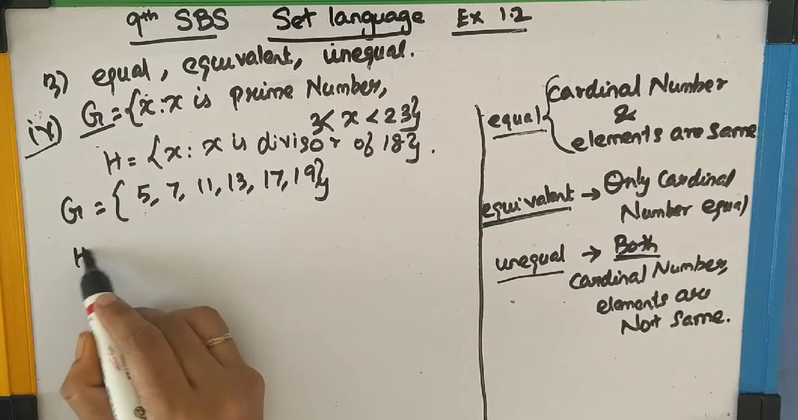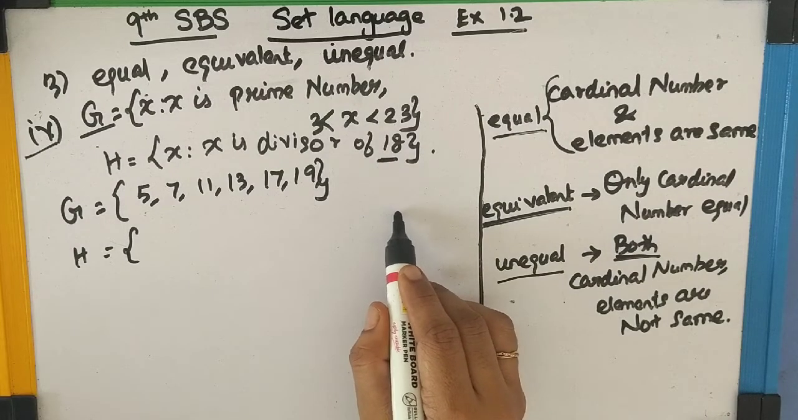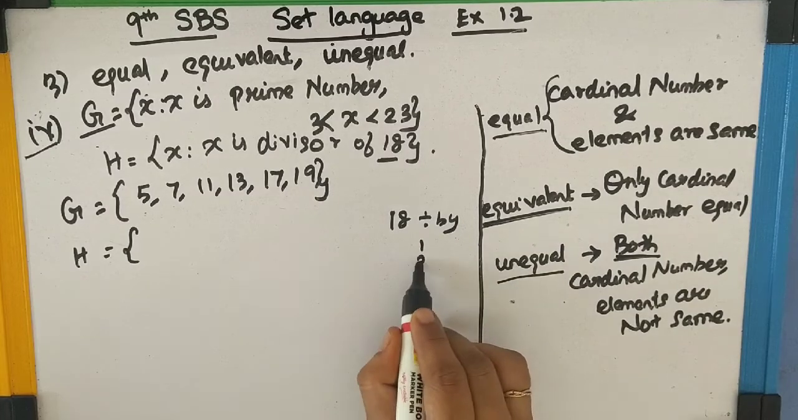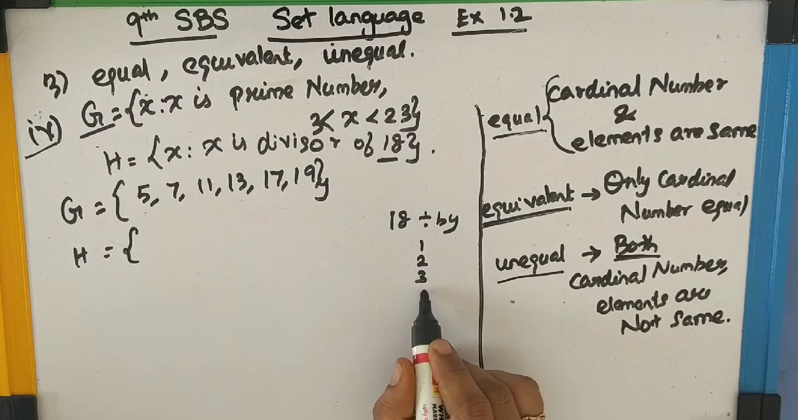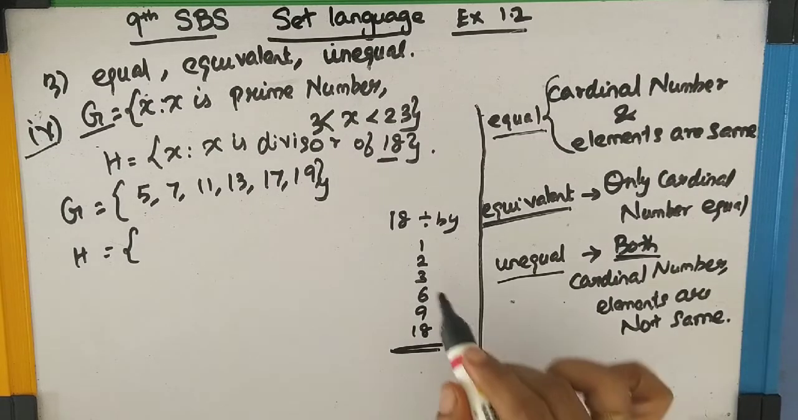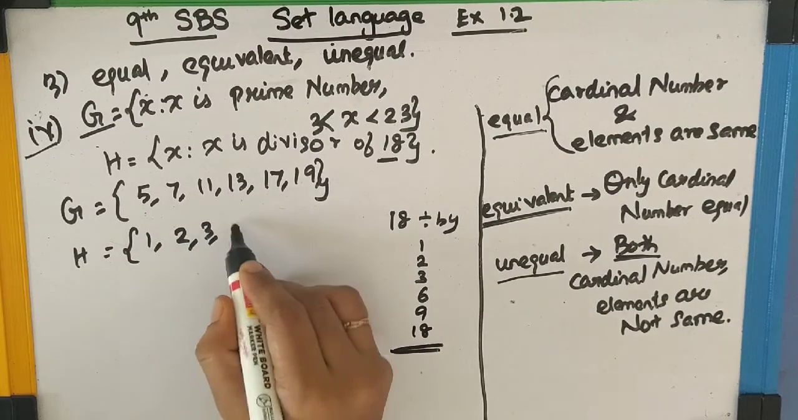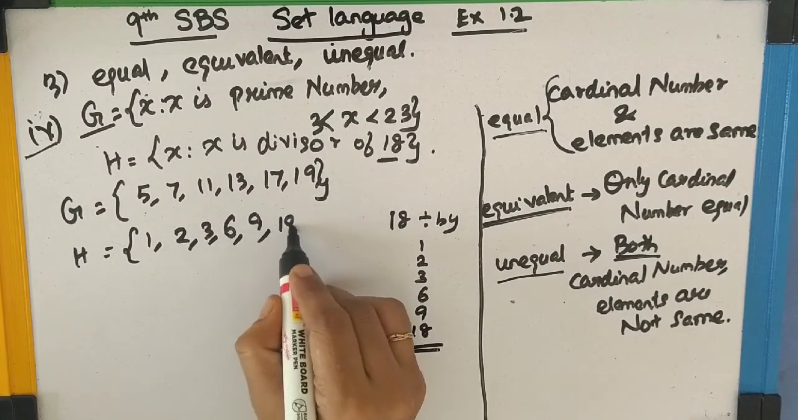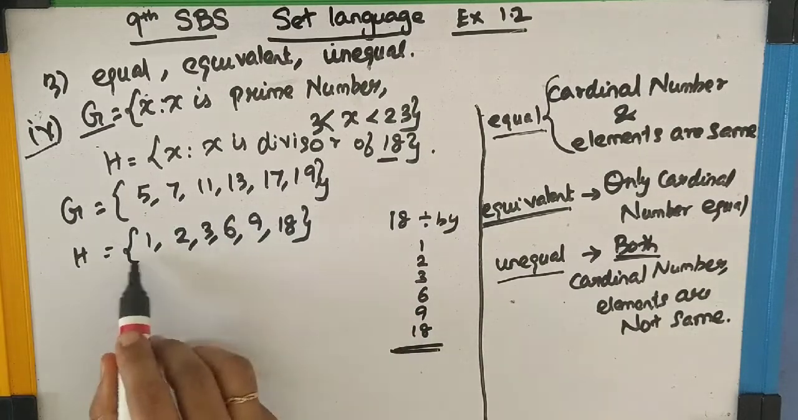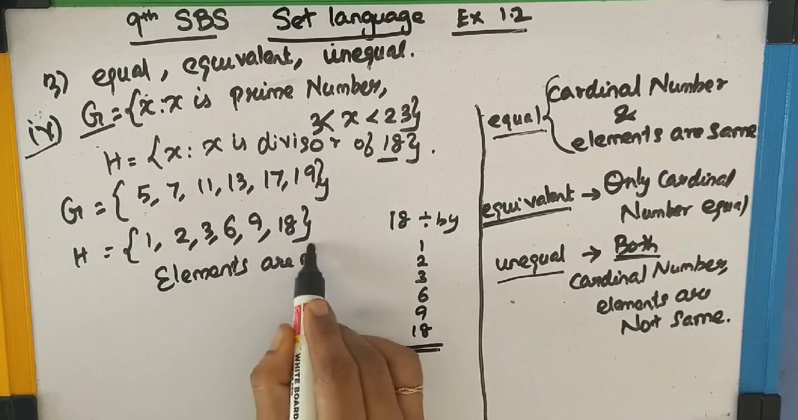Now we have found G and now we have to find H. x is a divisor of 18. So 18 can be divided by 1, 2, 3 and 6, 9 and 18 itself. Okay. So these are the divisors of 18. So write them inside this set H: 1, 2, 3, 6, 9 and 18. Now on seeing this we can say that the elements in both the sets are not the same. Okay. On seeing it's clear, right?